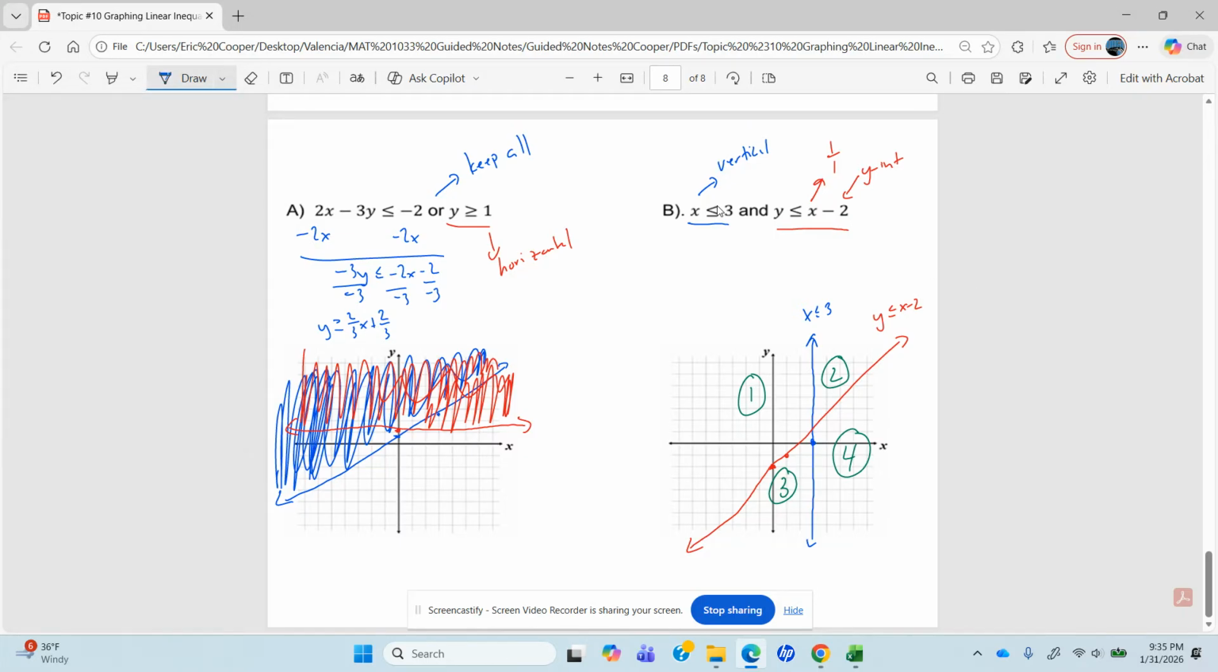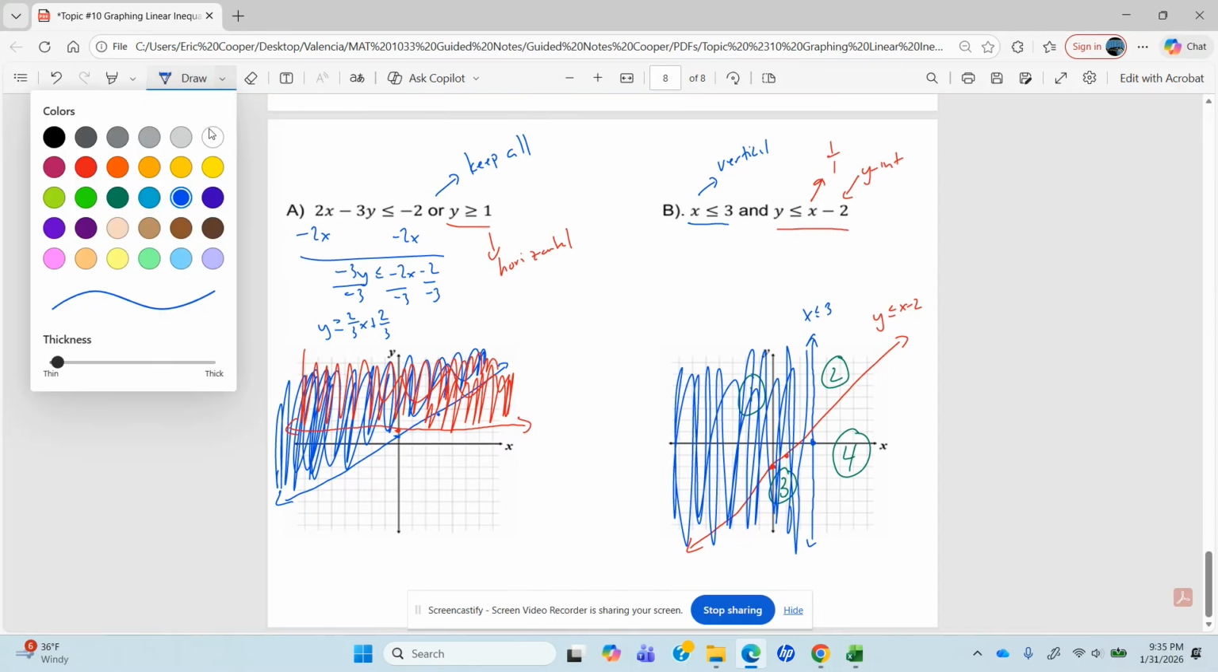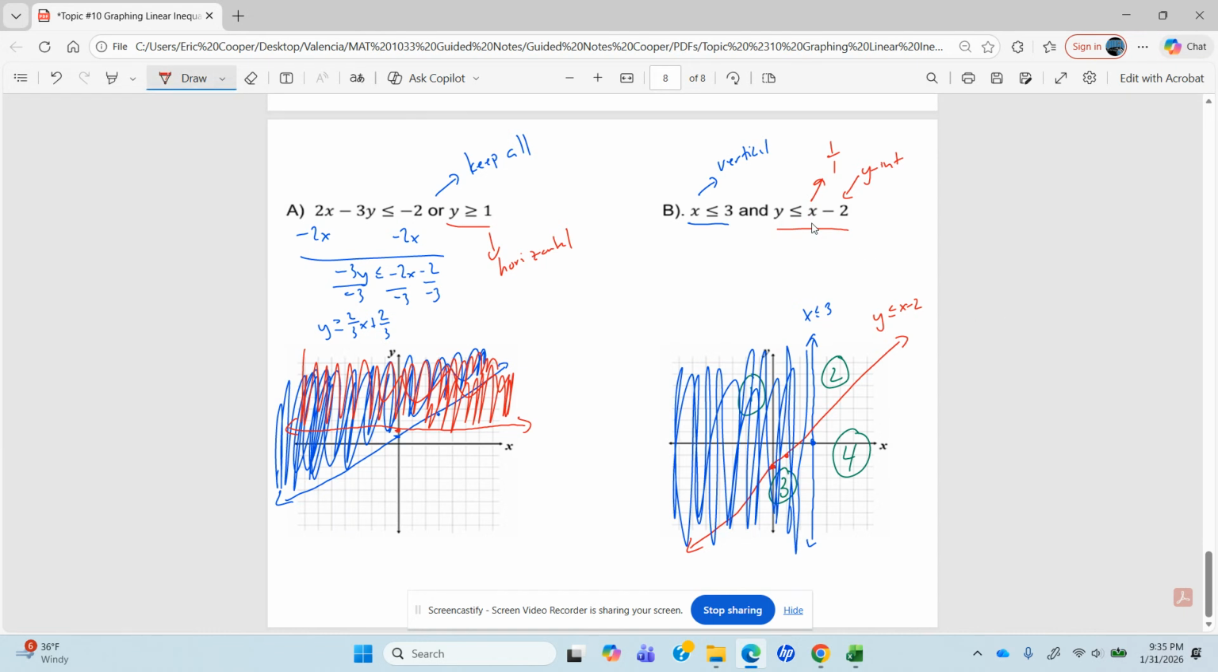Going back to the blue line, x is less than or equal to 3. I need all the values that are less than 3. All the values that are less than 3 are to the left of this line. So in this case, I would shade over here. So again, because this is an and, I know I'm not going to keep either 2 or 4 as my answer. What I'm going to keep depends on the last one. Y is less than or equal to x minus 2. So I need all the values less than this, so I need to go to the bottom. So I would shade this way.